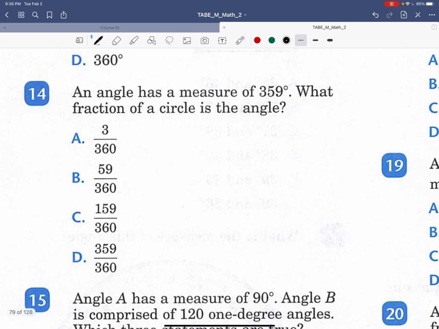An angle has a measure of 359 degrees. What fraction of a circle is the angle? So you make a fraction of a circle, and you use your angle for the numerator. It's almost a full circle. It's 1 degree short of being a full circle. So number 14 is D.